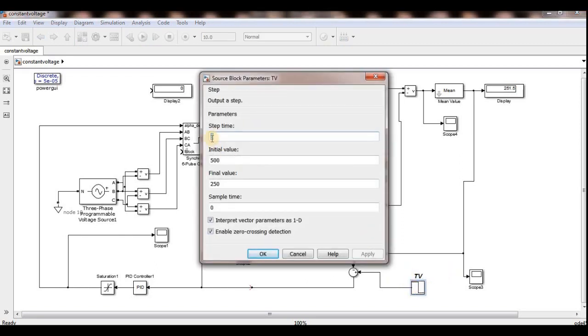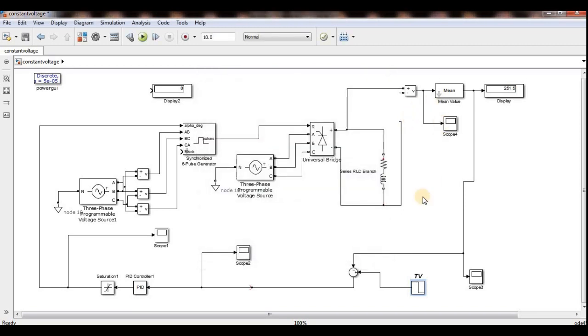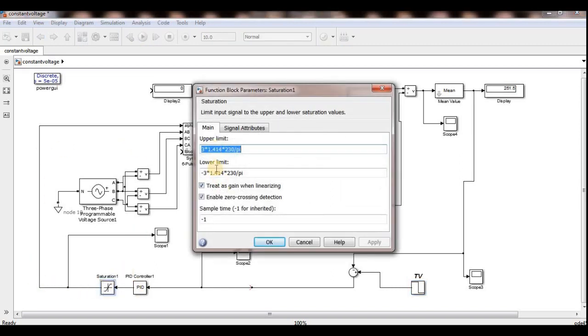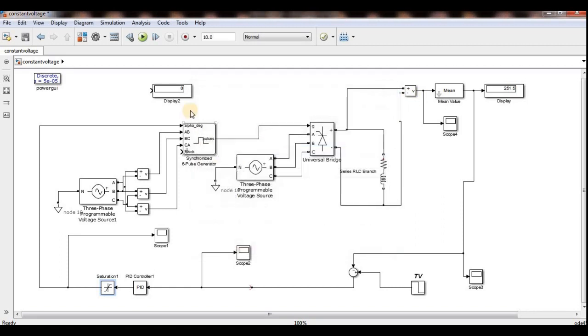So up to 5 seconds I require 500 volts. After that I require 250 volts. The output, and this error I am comparing with PID, and this PID can generate the required alpha. So basically these things have to be changed, the maximum and minimum according to 0 and 180 degrees. So here I am directly generating the theta, I mean alpha, firing angle.